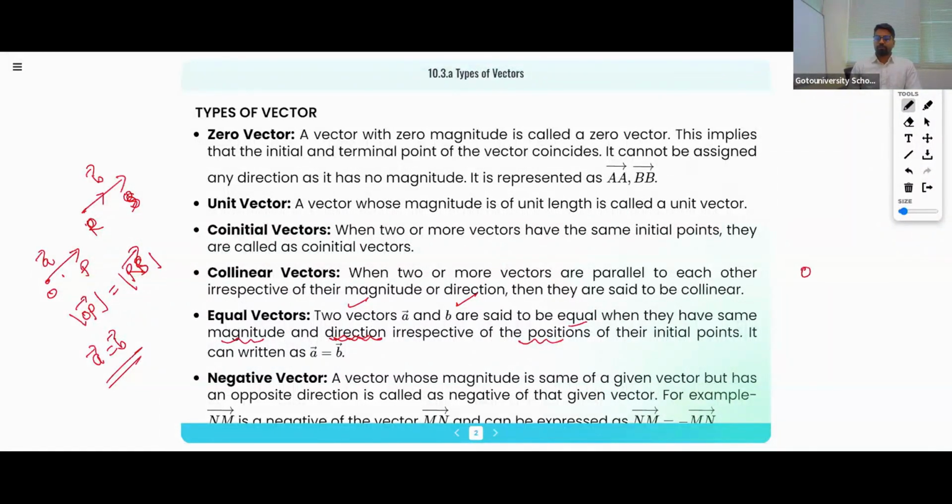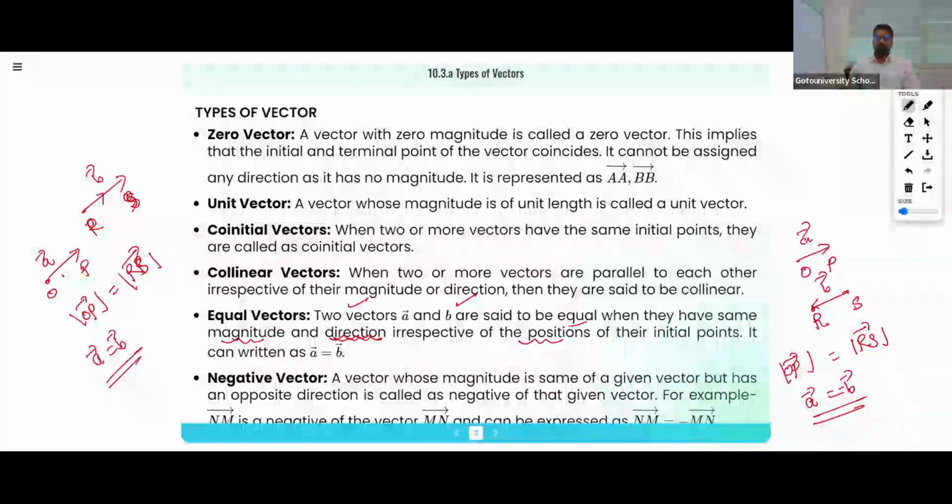Suppose I take OP, A, and now RS is exactly parallel to this, but in the opposite direction. Then the magnitude of OP is still equal to the magnitude of RS, whereas the direction of OP is exactly opposite to the direction of RS. Then B becomes the negative of A. So that's called a negative vector. The negative vector of any vector is nothing but a vector with the same magnitude but in the opposite direction.